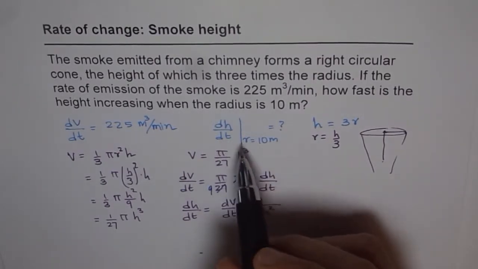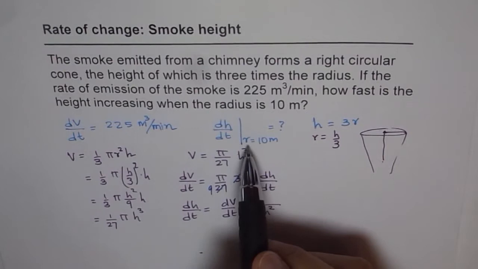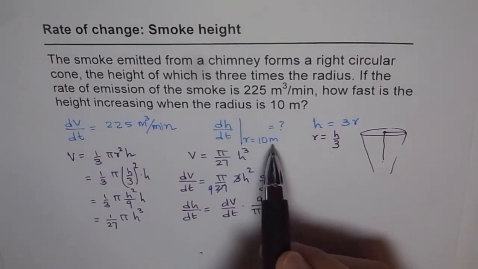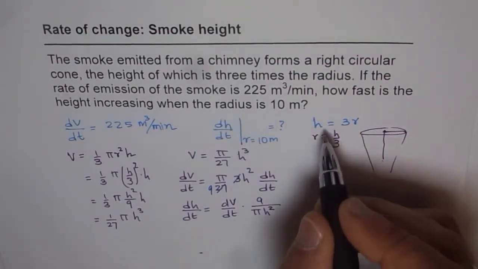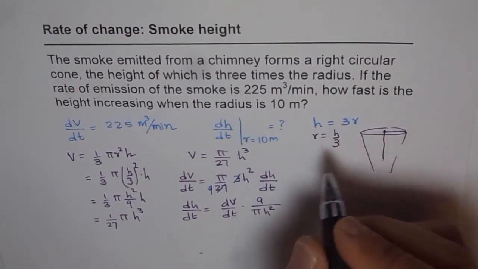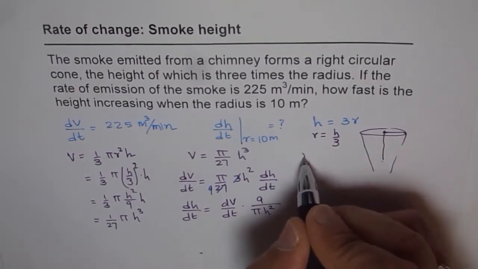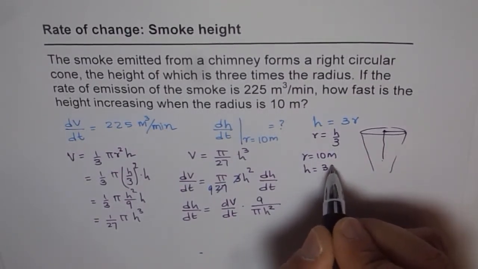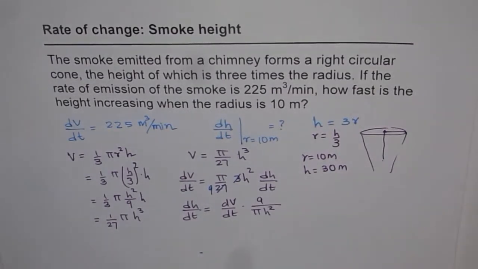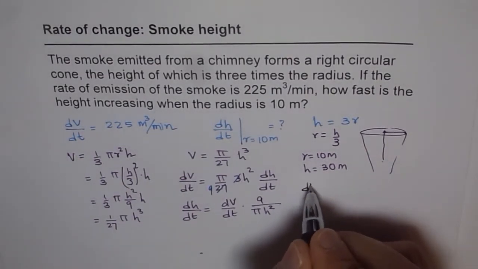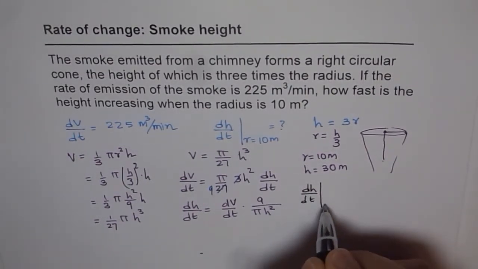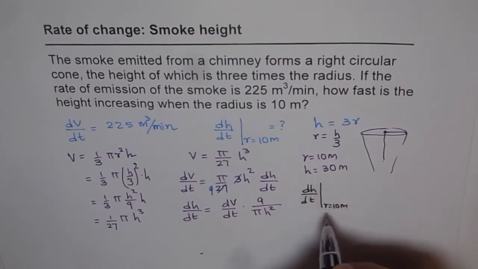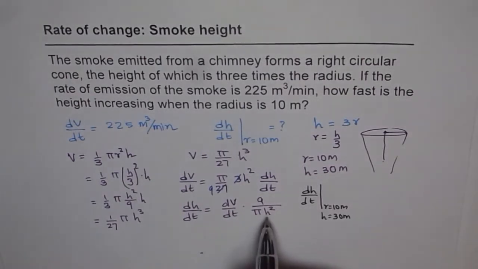And now we are close to the answer. So what is dH/dt when r is 10 meters? When r is 10 meters, then what is the height? So when r equals 10 meters, h equals 3 times r. That means 30 meters, correct? So we can say dH/dt when r equals 10 meters is the same as when h equals 30 meters, right? So we'll substitute h as 30 meters.